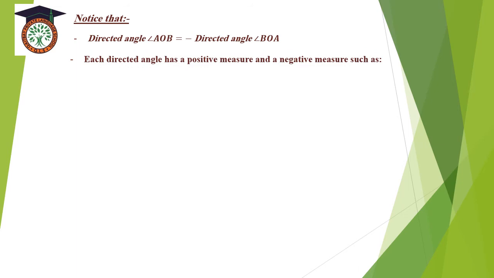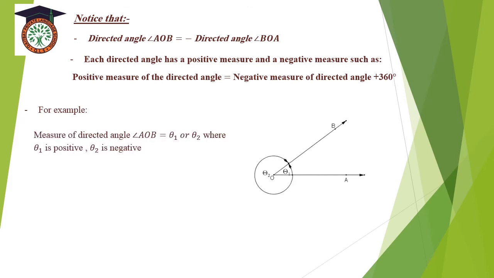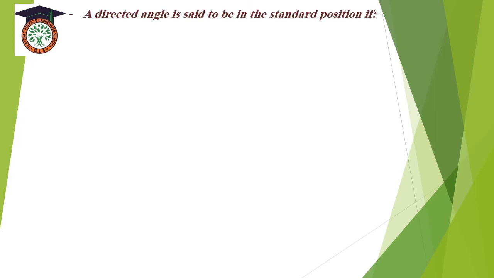Each directed angle has a positive measure and a negative measure, such that the positive measure of the directed angle equals the negative measure of the directed angle plus 360. For example, the measure of directed angle AOB equals theta 1 or theta 2, where theta 1 is positive and theta 2 is negative. Theta 1 equals theta 2 plus 360. If theta 1 equals 40, then theta 2 equals 40 minus 360, which equals negative 320.